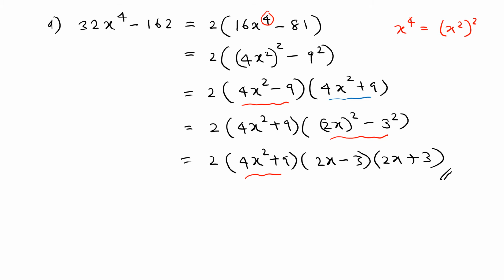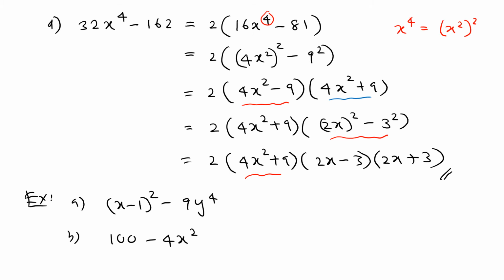And then you can try these two problems as practice. How about the first one? You're going to factor x minus 1 squared minus 9 y to the, let's say, fourth power. And part B, how about 100 minus 4x squared? Think about it: you see squares, but see what ways you can do this. Okay, so let's go to the third method.